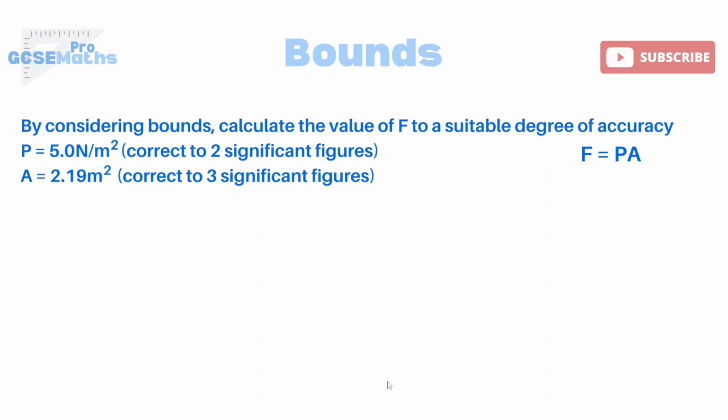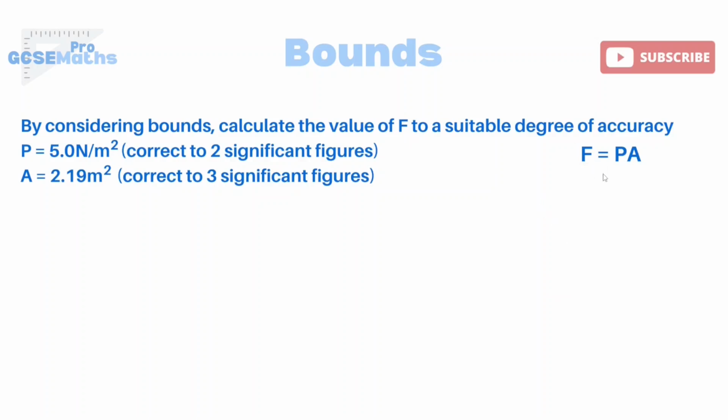Okay, so you're considering both of the upper and the lower bounds, and then you're going to choose a final answer. So normally these are quite a few marks because you've had to do both the upper and lower bounds, and it's in some form of calculation. So in this case it says calculate the value of f to a suitable degree of accuracy. Don't worry about the degree of accuracy yet, we're just going to deal with working out the bounds first.